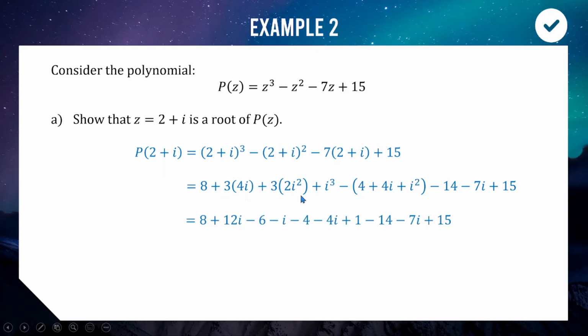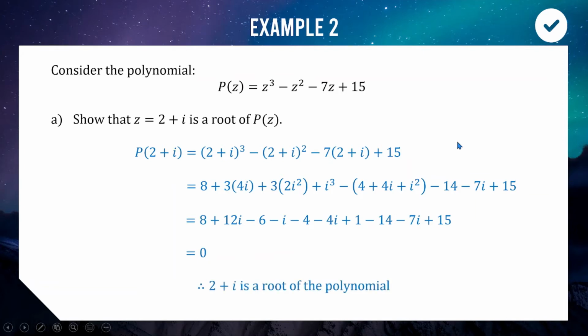Okay, I'm not going to over explain all this, but as expected, when we tidy everything up, we get 12i, we get minus 6 here. Don't forget that i cubed is the same thing as minus i, because we split this up as i squared times i. You already know this, what am I talking about? Anyway, if you expand it all out properly and tidy it all up, you do get an answer of 0, which is what we wanted to show. We've shown that 2 plus i makes the polynomial equal to 0.